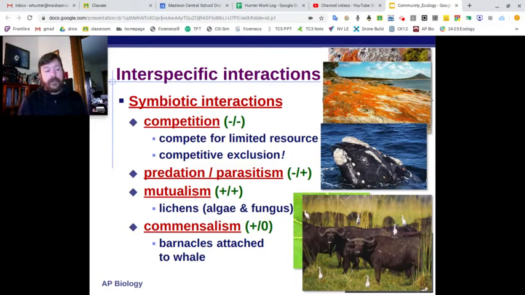Now, the last one is a little bit harder to pick out sometimes, because it's hard to identify whether or not both species are being impacted by it. But commensalism, in the case of the whales, the barnacles can grow on the whale, and it gives them a nice place to live. It doesn't really bother the whale, doesn't hurt them. So as a result, this is what we call a commensalistic relationship. The barnacle gets a plus, and the whale isn't harmed.